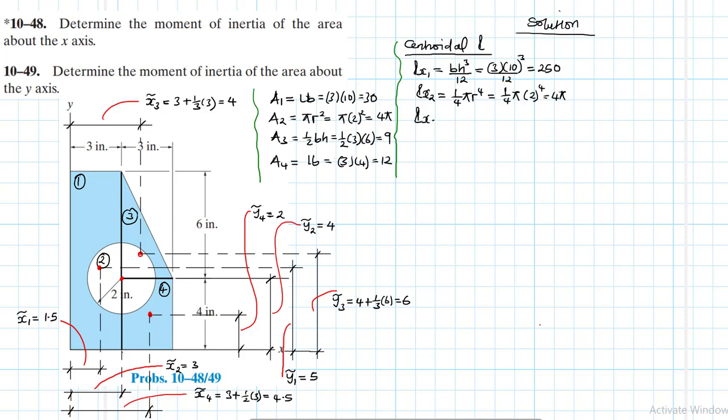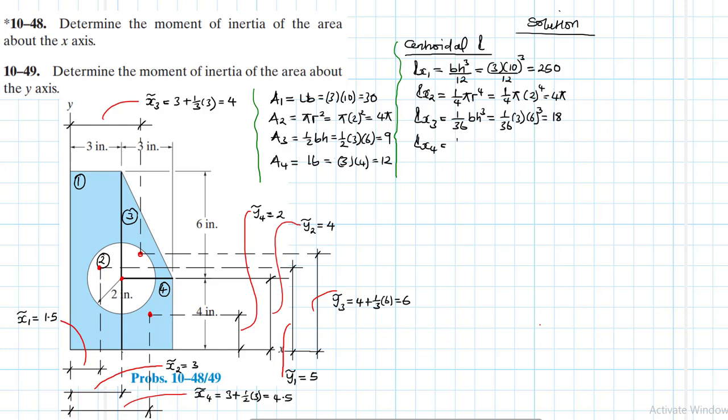Okay, then moment of inertia for shape number 3. That about the centroidal axis is 1 over 36 bh cubed. Our b is 3, our h is 6 to the power 3. What do we have? 3 times 6 cubed divided by 36. This gives us 18.